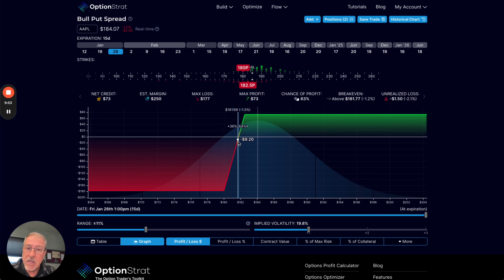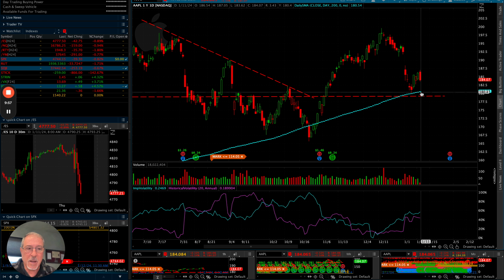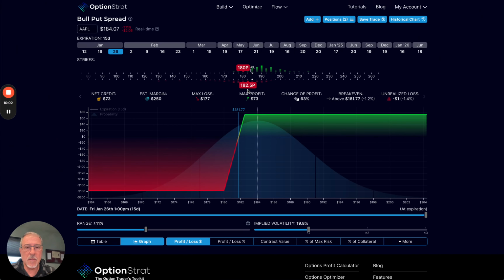But based on, again, my premise of Apple staying probably above this 180 mark, I'm okay taking that risk. Now, I could also do one other thing here. I'm not going to do it in this particular, actually, I might do it in this particular trade. Let's model it out. Again, one of the great things about a program like this is that I can look at a bunch of different scenarios.